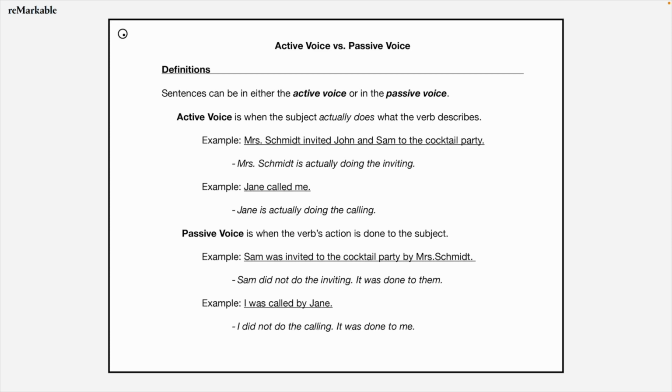Okay, this is my lesson on active and passive voice. I actually think it's a pretty easy concept to grasp, but it's much harder to put into practice. You can follow along with the handout I have on both assignments, and here we go.